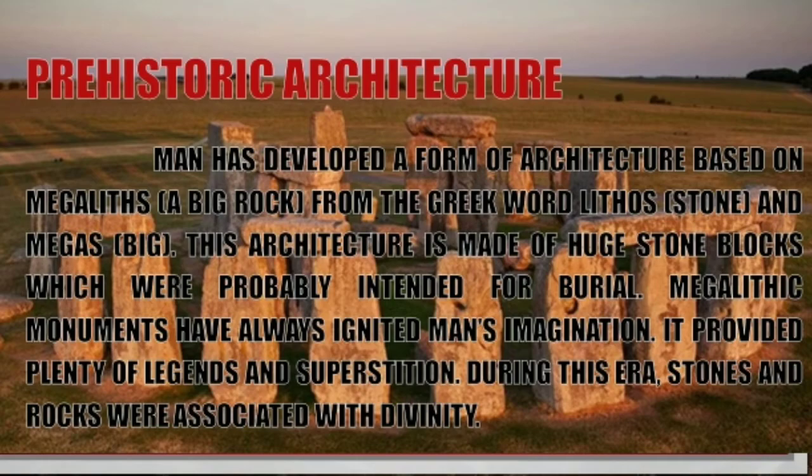Prehistoric architecture. Man has developed a form of architecture based on megalith, or a big rock, from the Greek word lithos, or stone, and megas, big. This architecture is made of huge stone blocks, which were probably intended for burial. Megalithic monuments have always ignited man's imagination. It provided plenty of legends and superstition. During this era, stones and rock were associated with divinity.